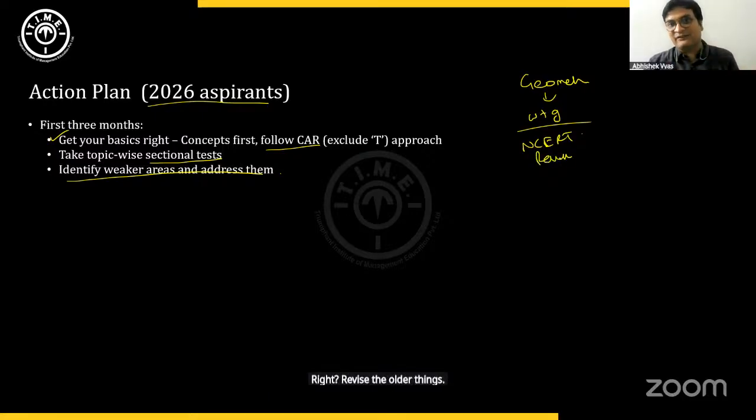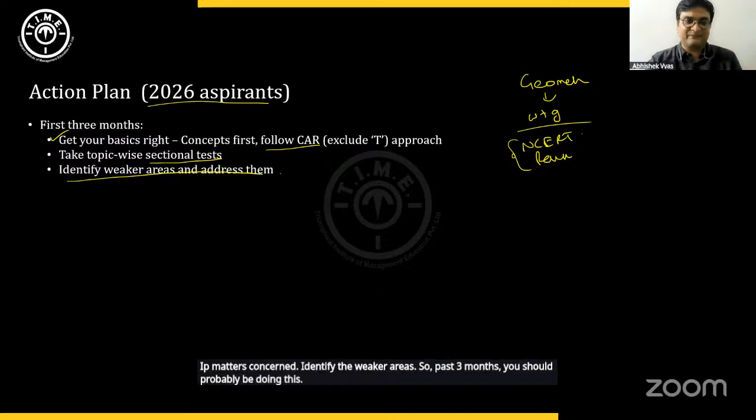Learn them again, right? From scratch. Give some extra hours, but please do it. The reason is geometry is important as far as your IPMAT is concerned. Identify the weaker areas. So first 3 months, you should probably be doing this.